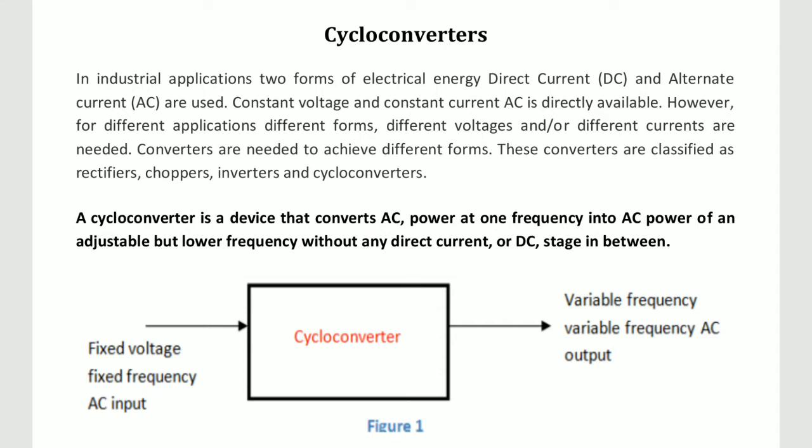Then there is DC to AC, that is direct current to alternating current. These are nothing but the inverters. So inversion takes place, that is it converts direct current into alternating current. The output waveform may be square wave type, and we have to convert it into sine wave. So the inverter does this work.